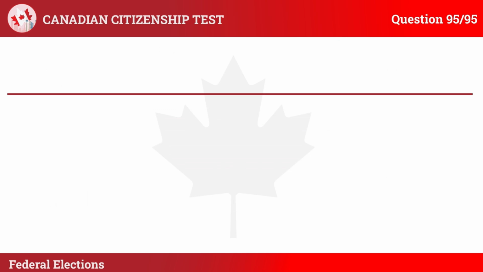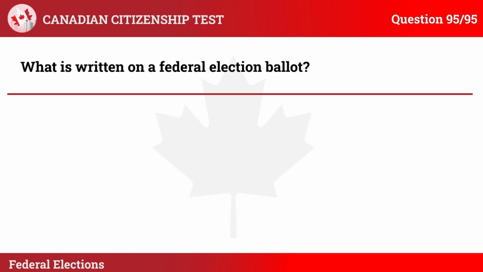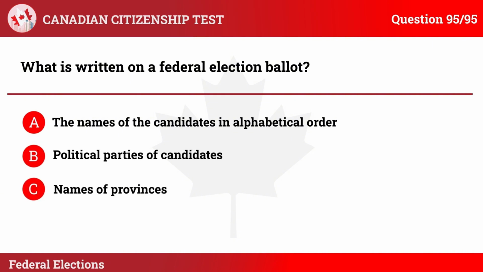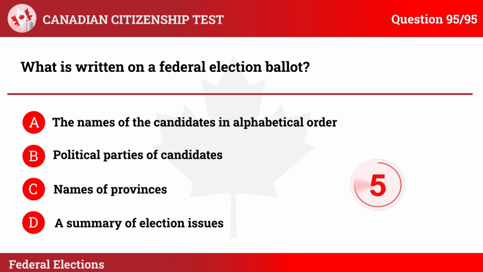Question 95. What is written on a federal election ballot? A. The names of the candidates in alphabetical order. B. Political parties of candidates. C. Names of provinces. D. A summary of election issues.